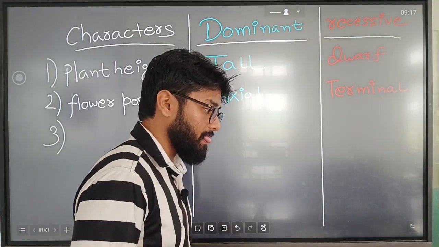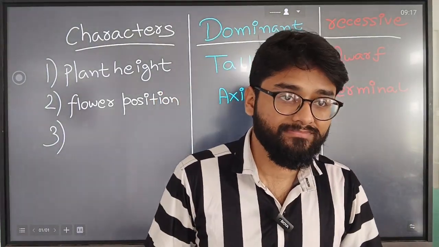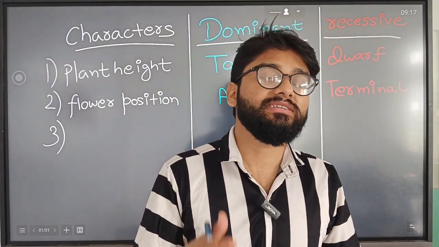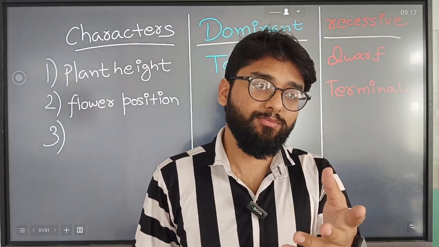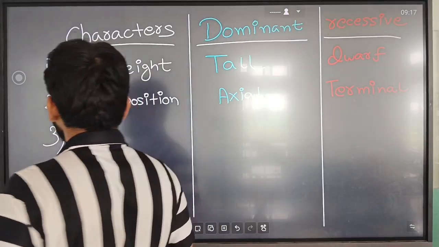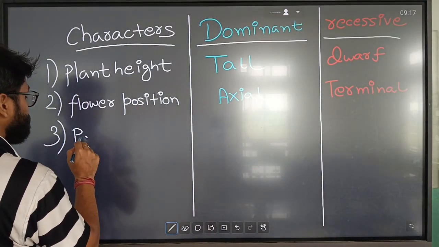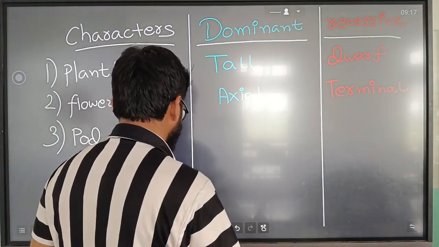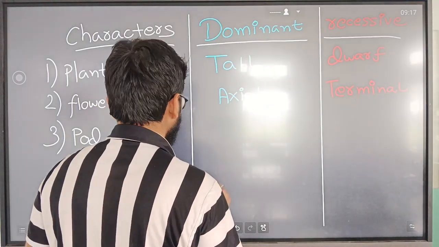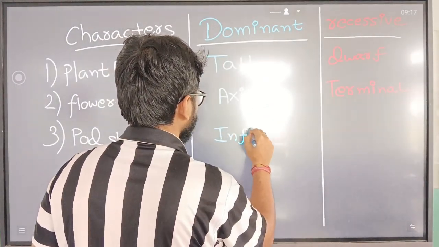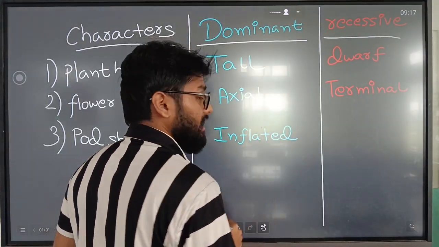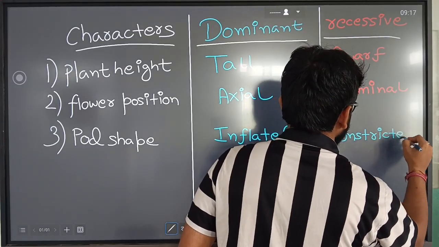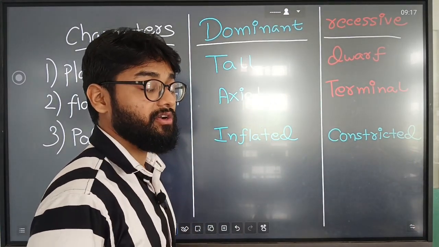Now when you have seen the flower, what is the other thing that you will notice? If it is a pea plant, it must contain pods, right? Where exactly is the pod, or if there are pods, what is the color of that pod? So we will be discussing first pod shape, which is inflated and constricted. These are the two contrasting traits.